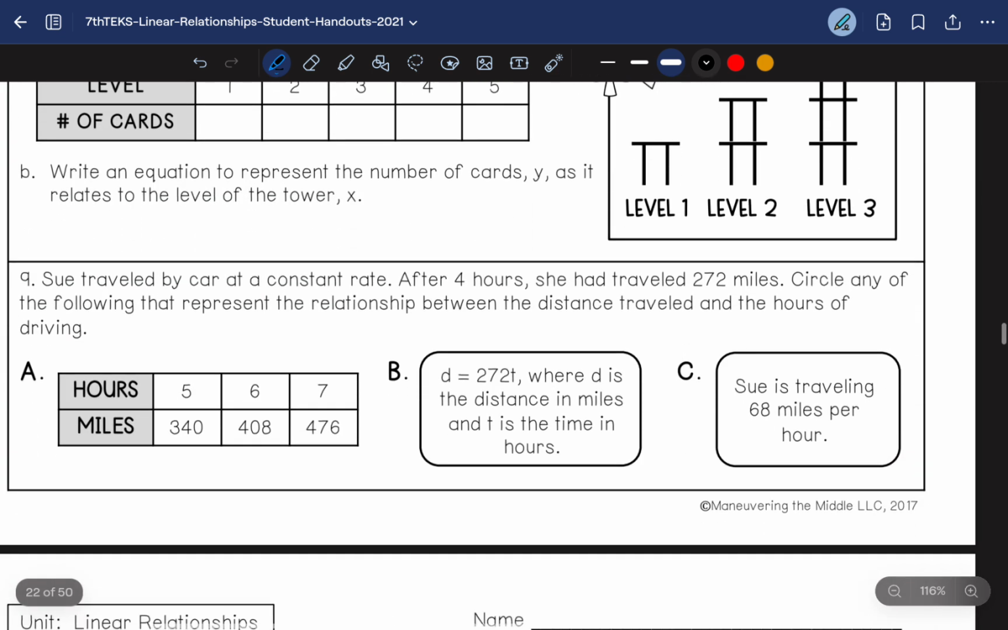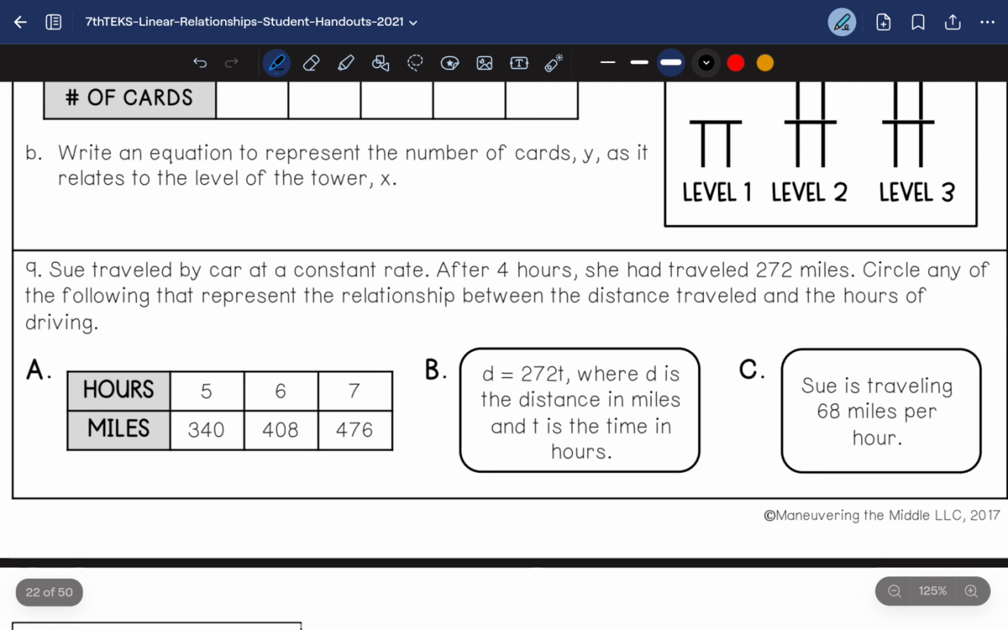We are going to do number 9. Number 9, it says Sue traveled by car at a constant rate. After 4 hours, she had traveled 272 miles. So that kind of seems important to know. It says circle any of the following that represent the relationship between the distance traveled and the hours driving.